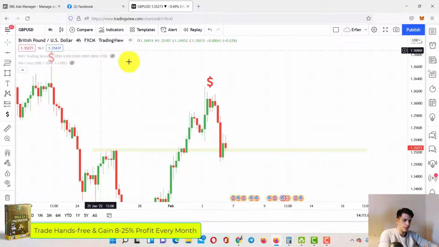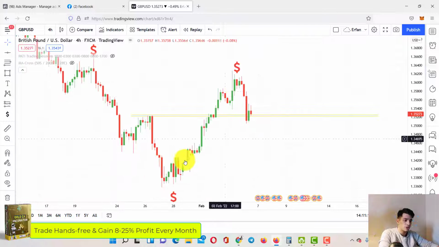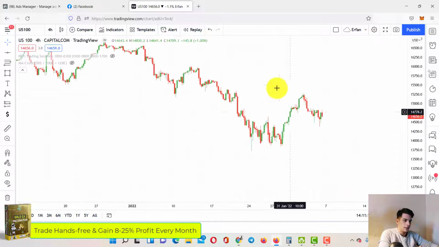It's a 4-hour time frame, guys. I always trade on 5 minutes and 15 minutes, but the structure of the market is very important on higher time frames. So this is for GBPUSD. Let's go to NAS100. NAS100 is a really good one on the 4-hour time frame.